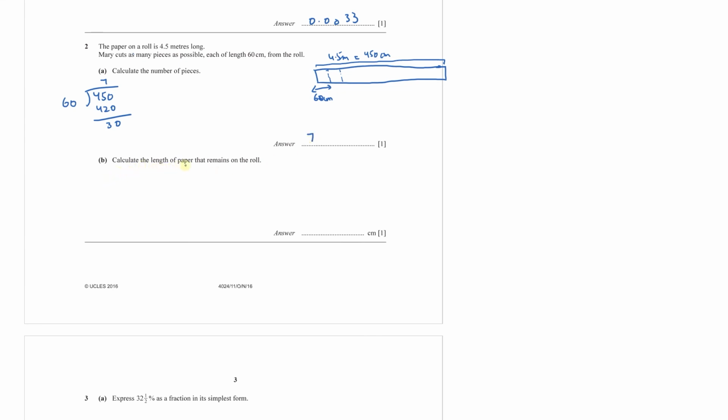Calculate the length of paper that remains on the roll. So if you cut 7 pieces, that means you have removed 420 centimeters. So the remaining length is given by the remainder here, which is 30 centimeters. So you will get 7 pieces, each of length 60 centimeters, and then you are left with 30 centimeters of length on the roll.